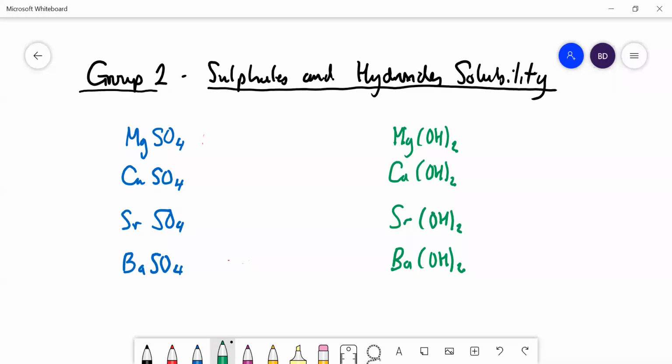Okay, so we're going to talk about the solubility of the group 2 sulfates and hydroxides. Here in blue we've got the sulfates. Magnesium sulfate is soluble. Calcium sulfate's a little bit soluble, and then strontium not very soluble. Barium sulfate is very, very insoluble. So we've got a clear trend there, decreasing solubility.